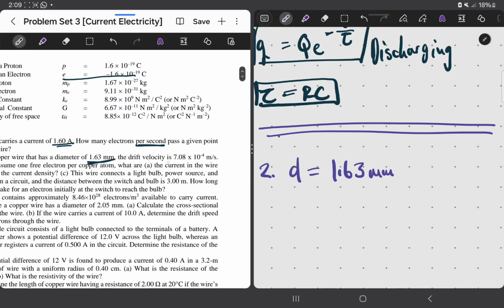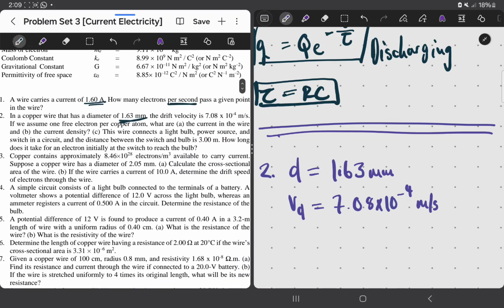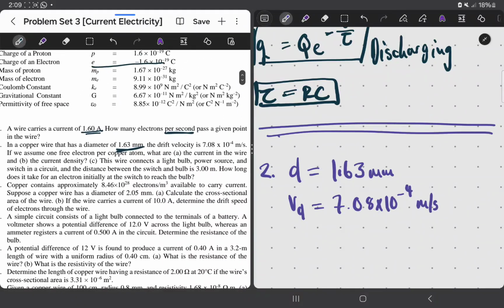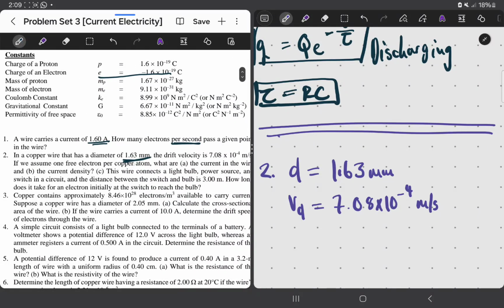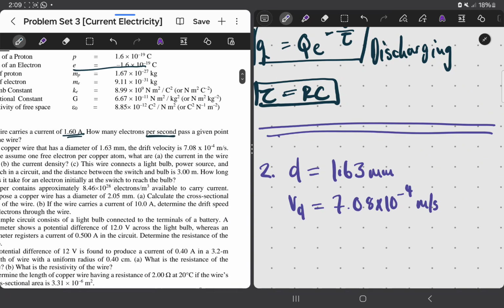And then we have drift velocity, so VD is going to be equal to 7.08 times 10 to the negative 4 meters per second. Then what else are we going to have? Then what are they saying? If we assume whatever, what is the current in the wire?